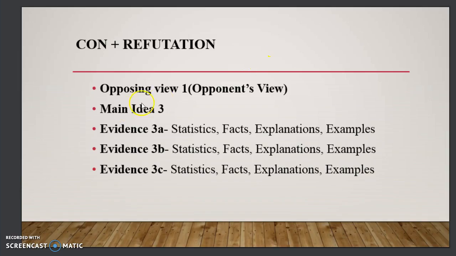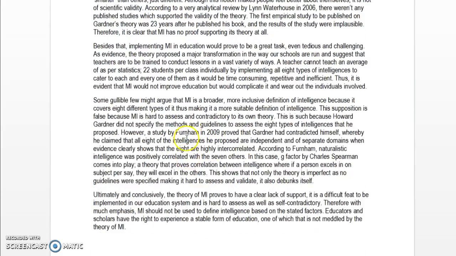So back to this slide, if you notice, you have to put your opponent's point of view, and then only your own main idea. After that, as usual, you will write supporting sentences, which are actually evidence, like statistics, facts, explanations, and examples to support your main idea. So all these are supporting sentences. Starting from here, this shows that not only is the theory imperfect, as no guidelines were specified, making it hard to assess and validate, it also debunks itself. So this is a concluding sentence. The function of a concluding sentence is just to reinforce your main idea.